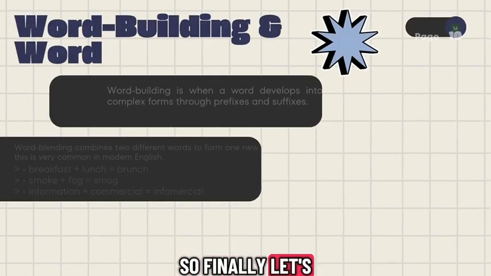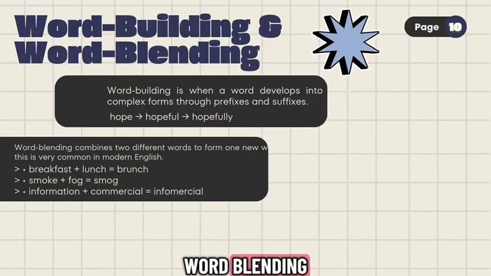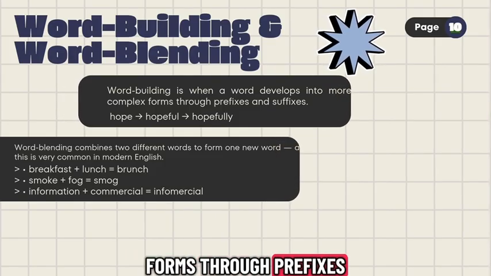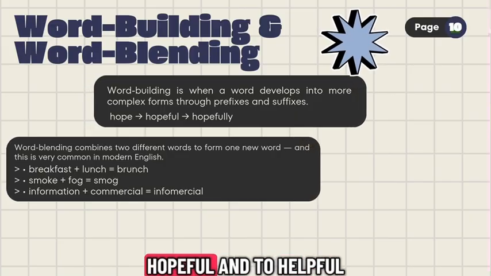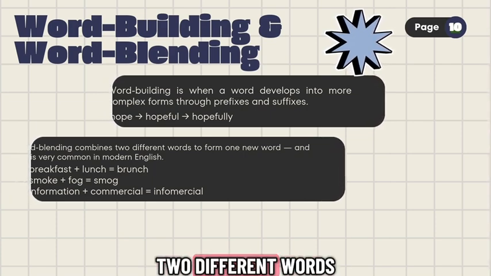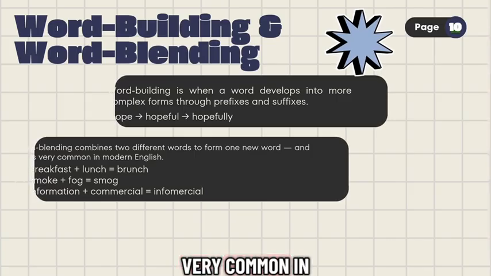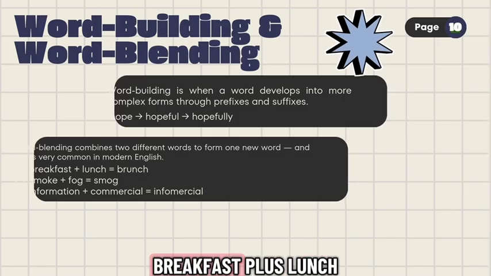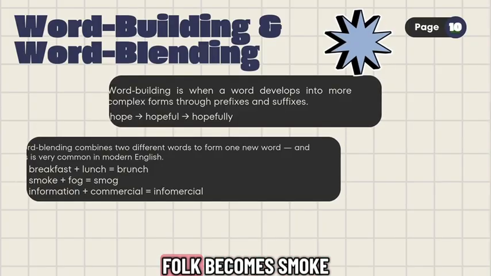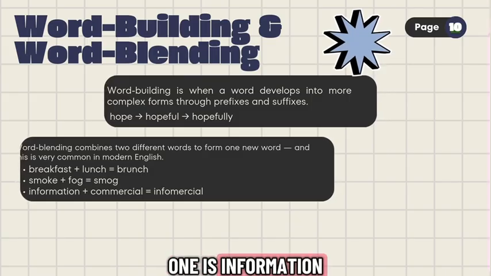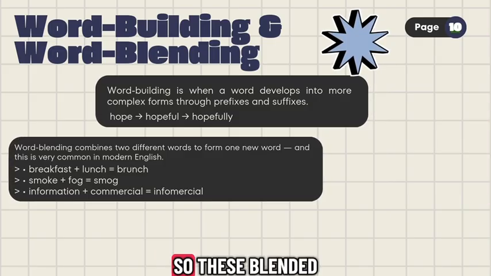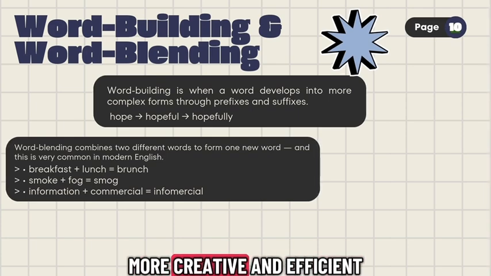So finally, let's look at word building and word blending. Word building is when a word develops into more complex forms through prefix and suffix. For example, hope to hopeful and hopeless. And word blending is combining two different words to form one new word, and this is very common in modern English. For example, breakfast plus lunch is brunch, and smoke plus fog becomes smog. And the last one is information plus commercial becomes infomercial. So these blended words make language more creative and efficient.